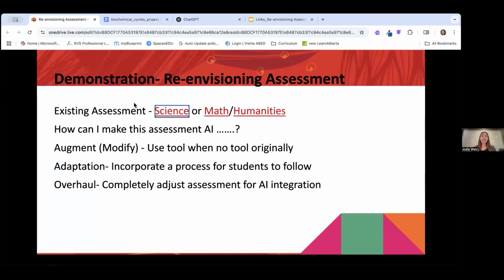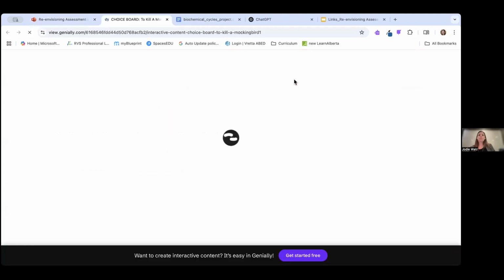And as a teacher, I would ask, how can I make this assessment AI-resilient? And I would overhaul this particular science one. And again, I'm completely adjusting it and having that conversation within my classroom. I'm going to jump over next to the humanities example.